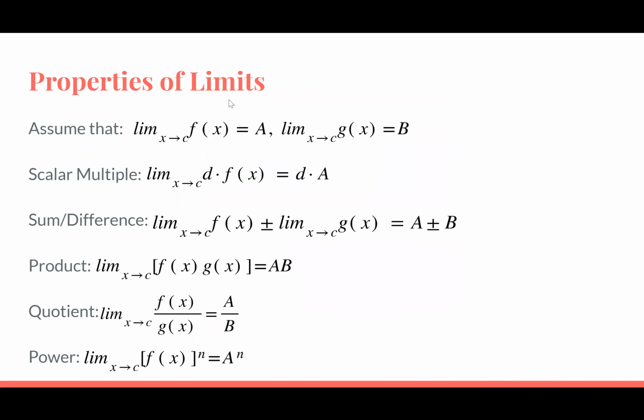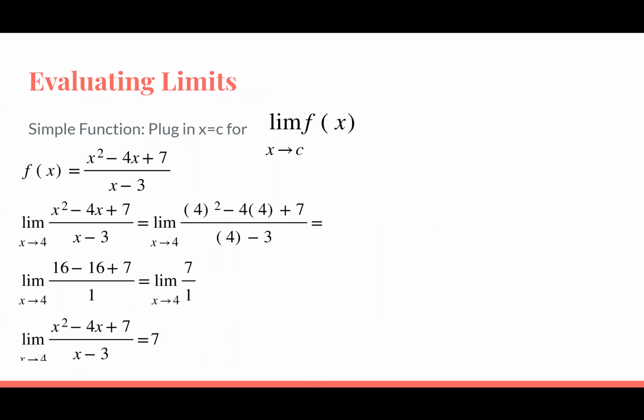Here are some properties of limits. Let us assume that the limit as x approaches c of f of x is a, and the limit as x approaches c of g of x is b. If a scalar multiple such as d is multiplied, the result will be d multiplied by the limit, which is a in this case. If the limits are added, subtracted, multiplied, or divided, the result will simply be the sum, difference, product, and quotient respectively of the two values. And if it is raised to the nth power, the result will be the value to the nth power as seen here, which is a to the n.